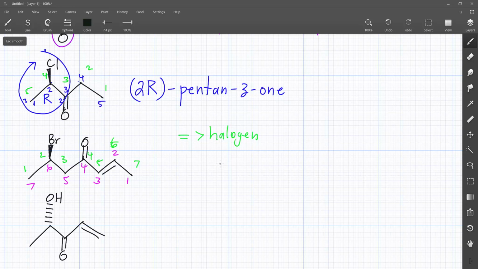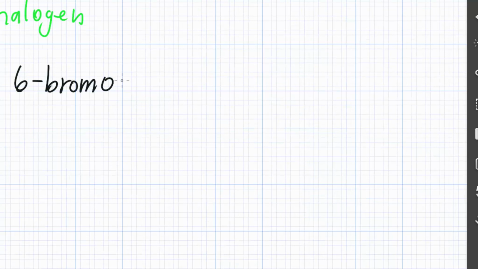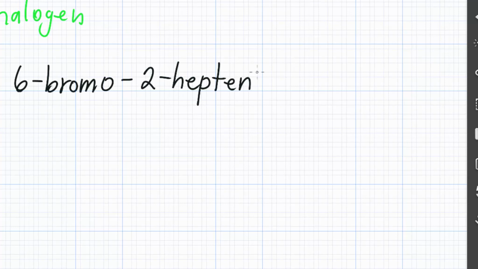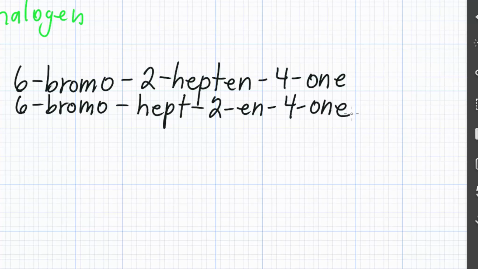Okay, so if we look at that, we're going to have 6-bromo, and I can write that as hept-2-en-4-one, or I can write this as 6-bromo-hept-2-en-4-one. I can write it like that.